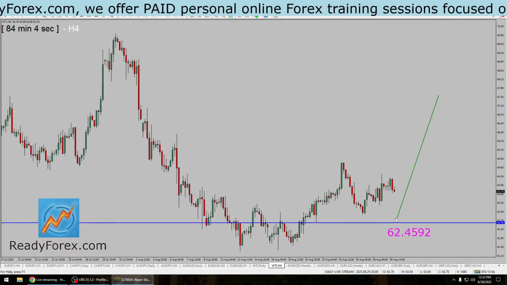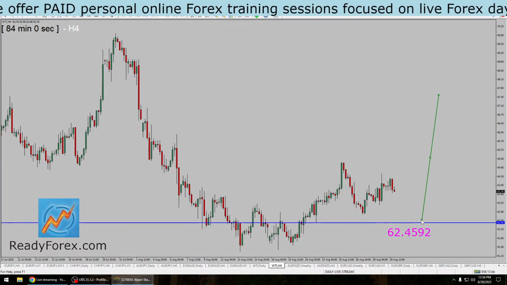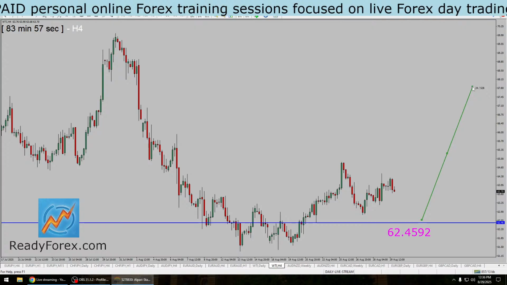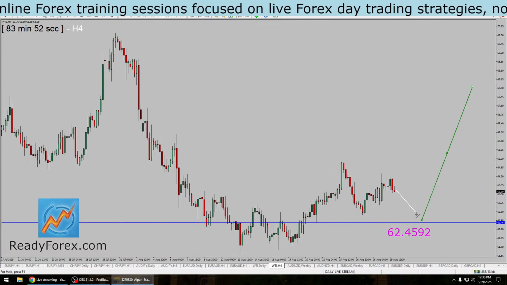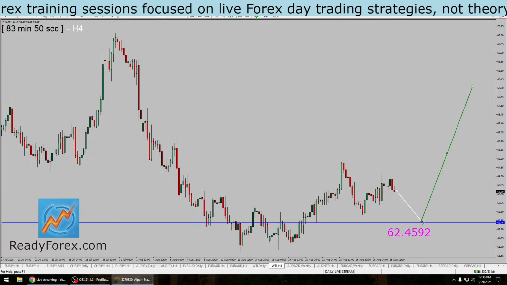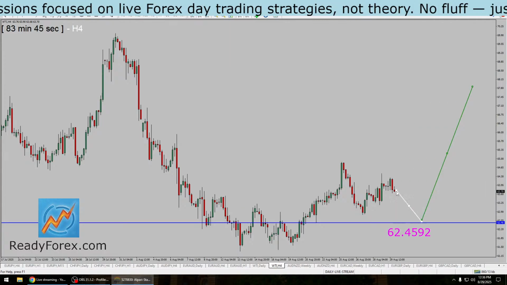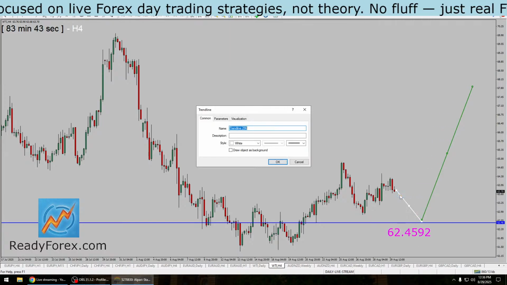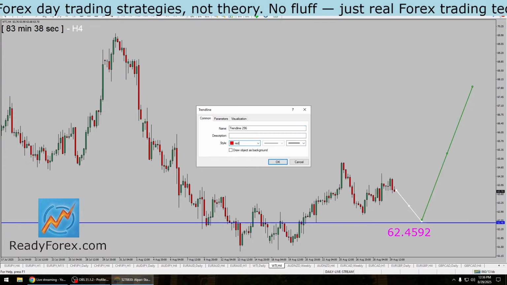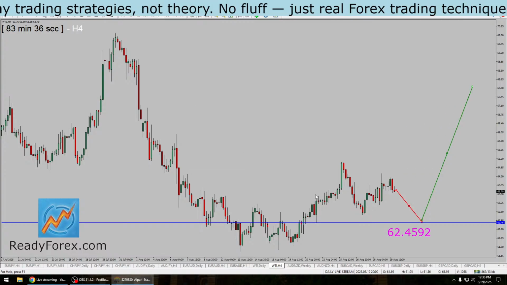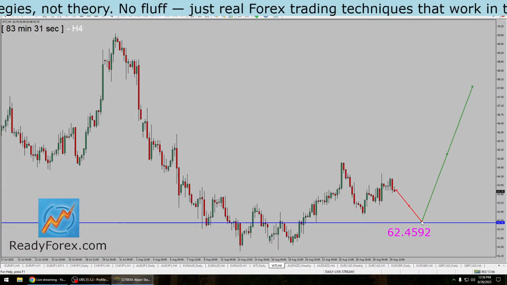So 4-hour chart of crude oil, I have a support at 62.4592 level, and it's quite possible that market is probably going to test this level first, and then if we get a bullish bounce back up, if we get a bullish reaction, then we could look for a potential bottom in crude oil, a temporary bottom.